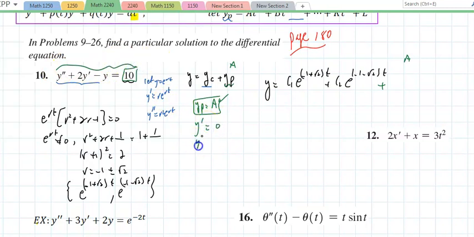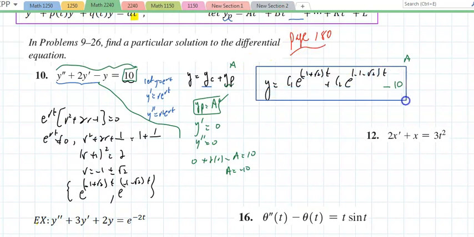Y prime is 0, y double prime is 0, right? So if I plug it in, this reads 0 plus 2 times 0 minus a equals 10. So a must be negative 10. So that would be my solution for this differential equation. The only way I could find c sub 1 and c sub 2 is if they gave me the initial conditions. Now let me rearrange this and come back and talk a bit about it.